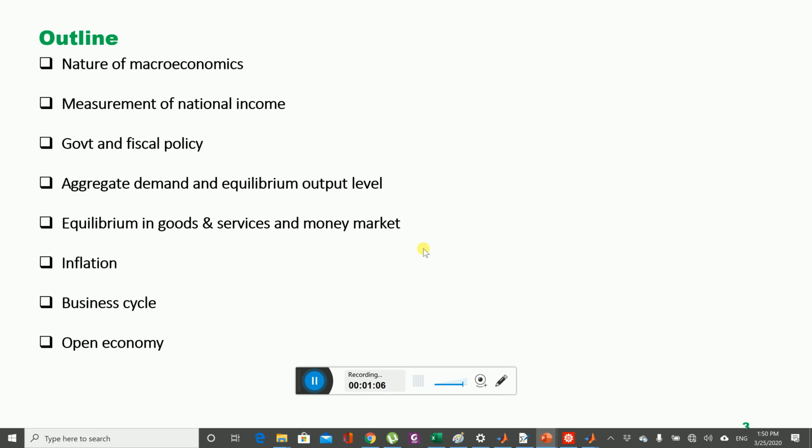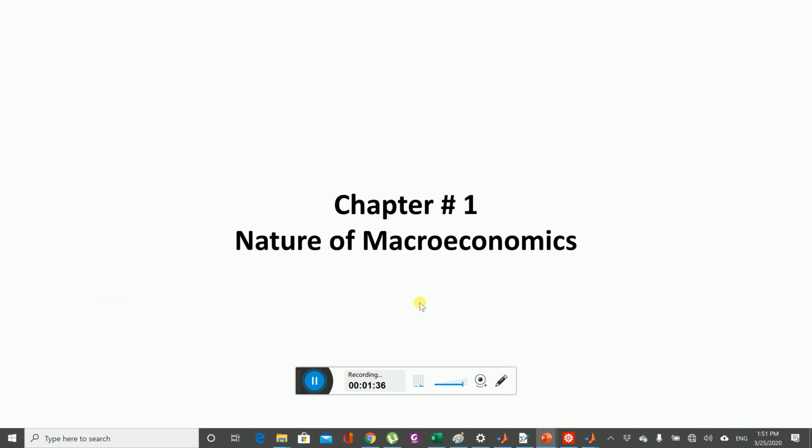Now we are switching toward the outlines of this course, Principles of Macroeconomics, that we will study in this semester, inshallah. Nature of macroeconomics, measurement of national income, government and fiscal policy, aggregate demand and equilibrium output level, equilibrium in goods and money market, inflation, business cycle, and the last chapter, open economy.